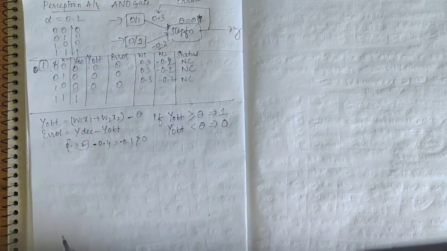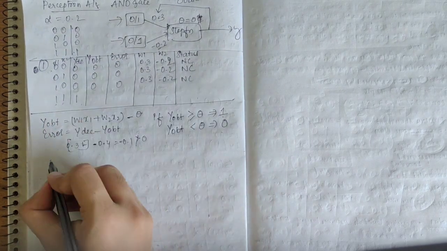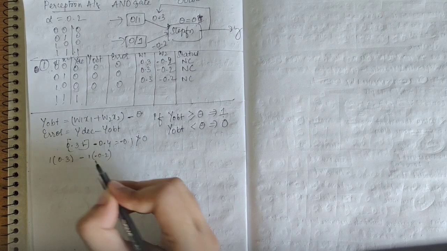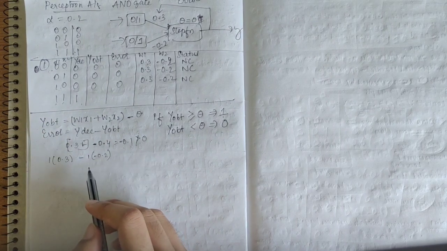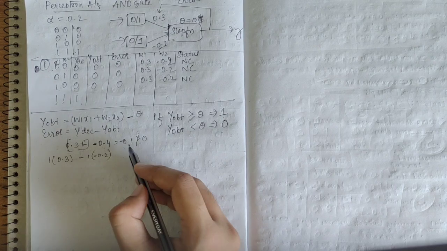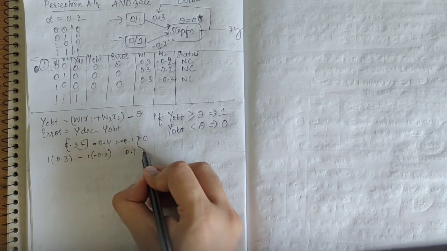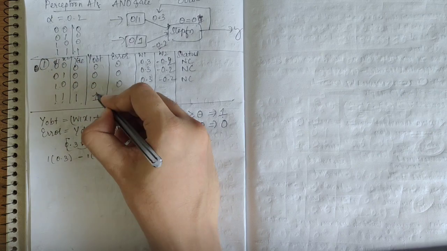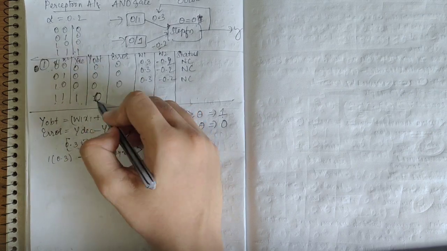So these weights would be the same, no change. Now coming to this, I have 1 into 0.3 minus 1 into minus 0.2. I would get 0.3 plus 0.2 as 0.5. 0.5 minus 0.4 is 0.1. 0.1 is greater here, so here I would get minus. But then I had to obtain 1, but then I got 0.